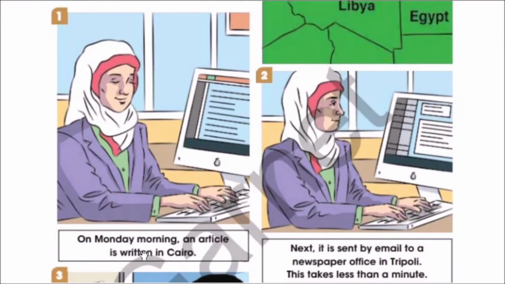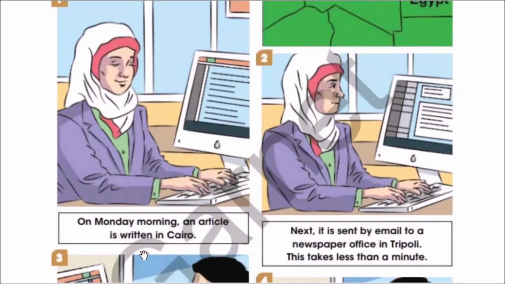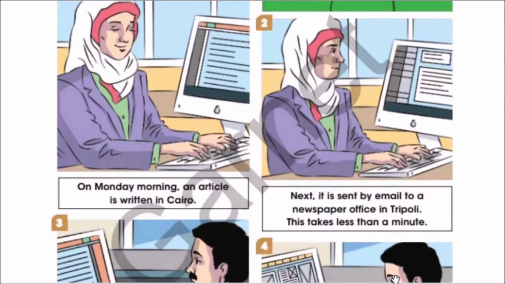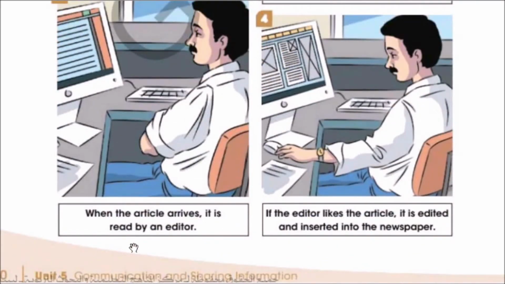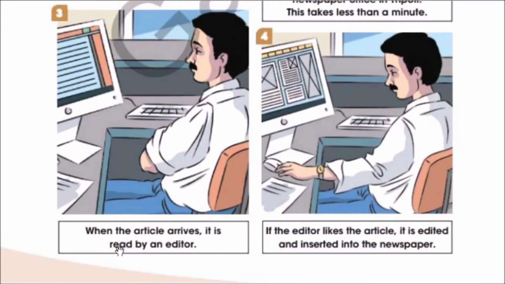On Monday morning, an article is written in Cairo. Next, it is sent by email to a newspaper office in Tripoli. This takes less than a minute. When the article arrives, it is read by an editor. If the editor likes the article, it is edited and inserted into the newspaper.